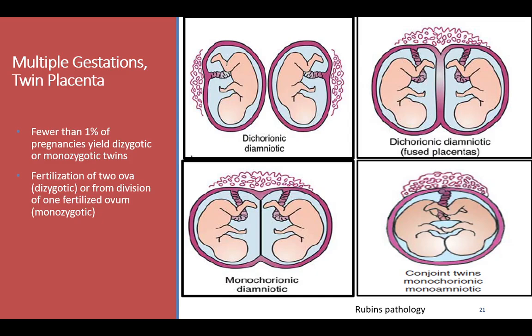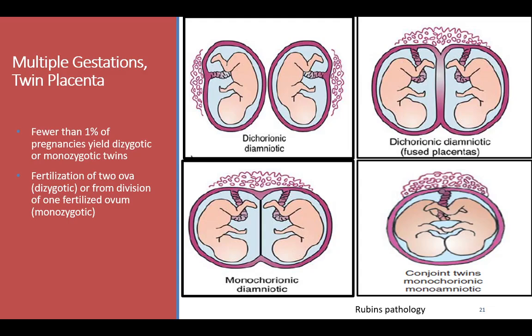Multiple gestation, or twin placenta, can happen in less than 1% of pregnancies. We have fertilization of 2 ova, or division of 1 ovum. If we have fertilization of 2 ova, then we have dizygotic twins. If it's 1 ovum divided, we have monozygotic twins.